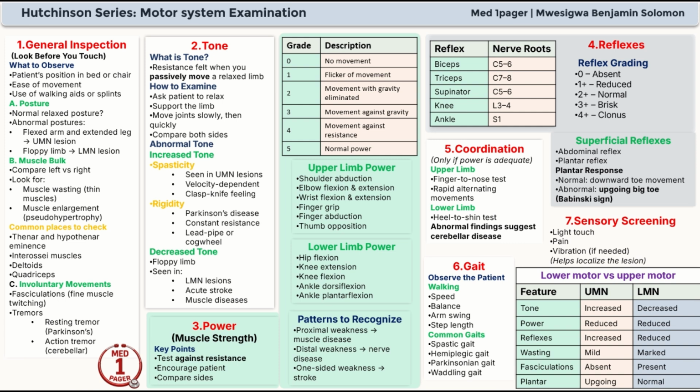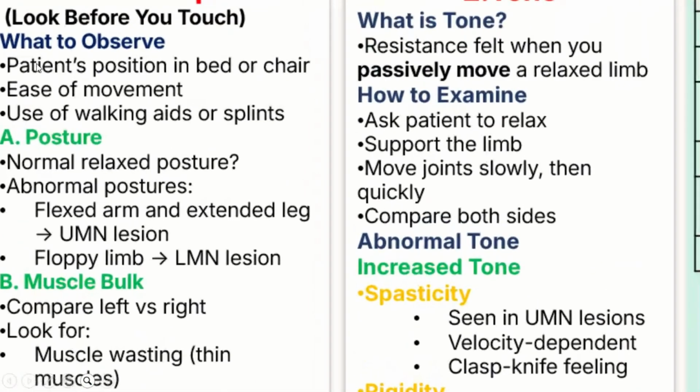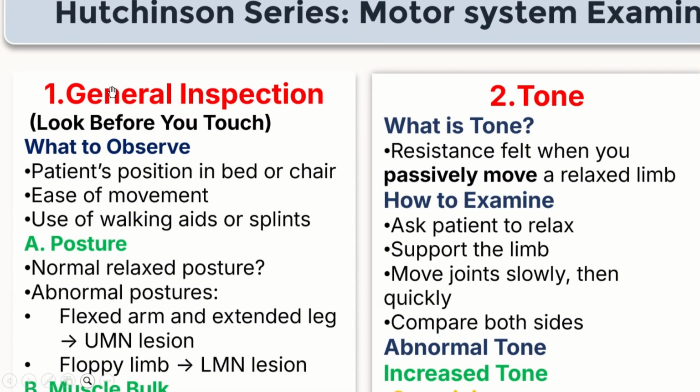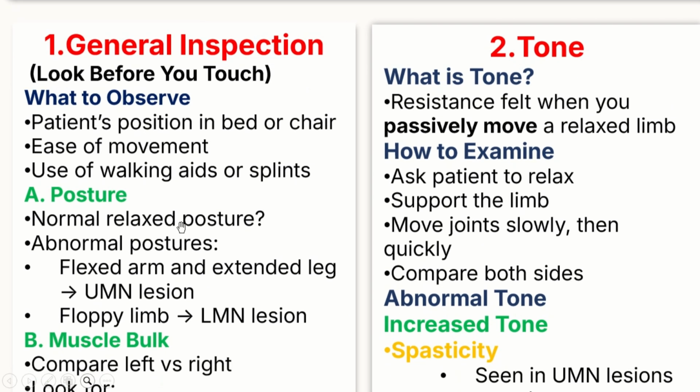So like all other examinations that we have done in this Hutchison series, when we're doing the motor system examination, we're going to begin with the general inspection. What you're going to look for is the patient before you actually touch them, and you're going to observe the position the patient is sitting in, in the bed or in the chair. Are they lying down? The ease with which they make their movements. Sometimes are they restricted, and do they not want to move? Are they using walking aids or splints? They could have crutches around the bed. They could have a wheelchair around the bed.